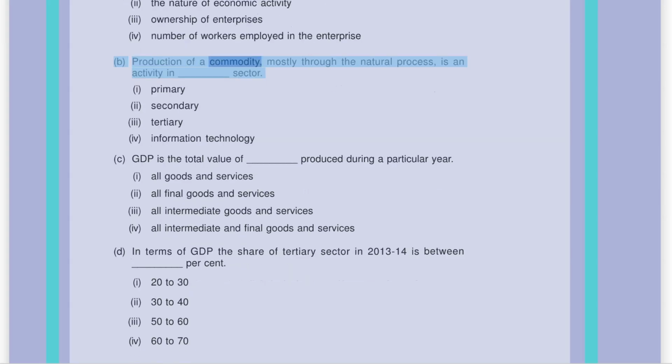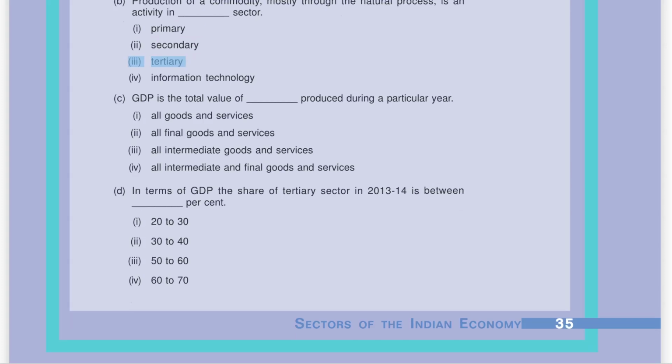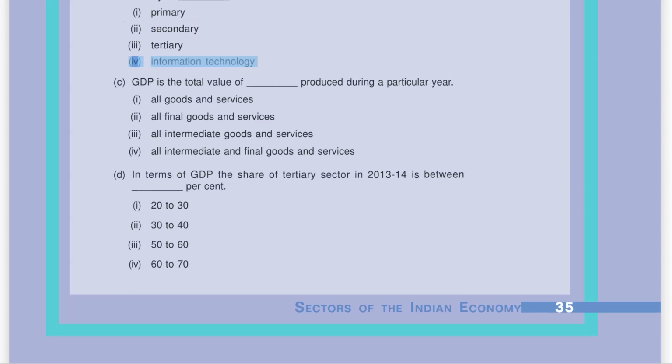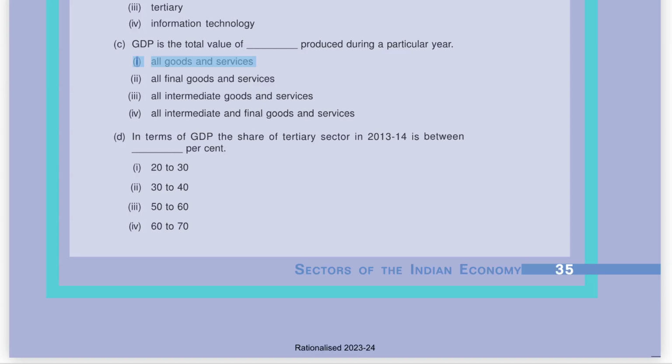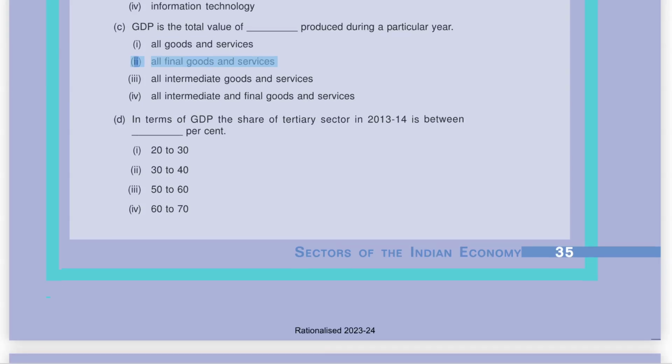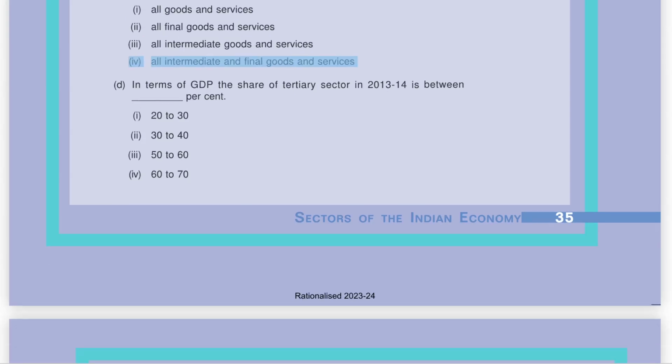B. Production of a commodity, mostly through the natural process, is an activity in which sector? 1. Primary. 2. Secondary. 3. Tertiary. 4. Information technology. C. GDP is the total value of what produced during a particular year? 1. All goods and services. 2. All final goods. 3. All final goods and services. 4. All intermediate goods and services. 5. All intermediate and final goods and services.